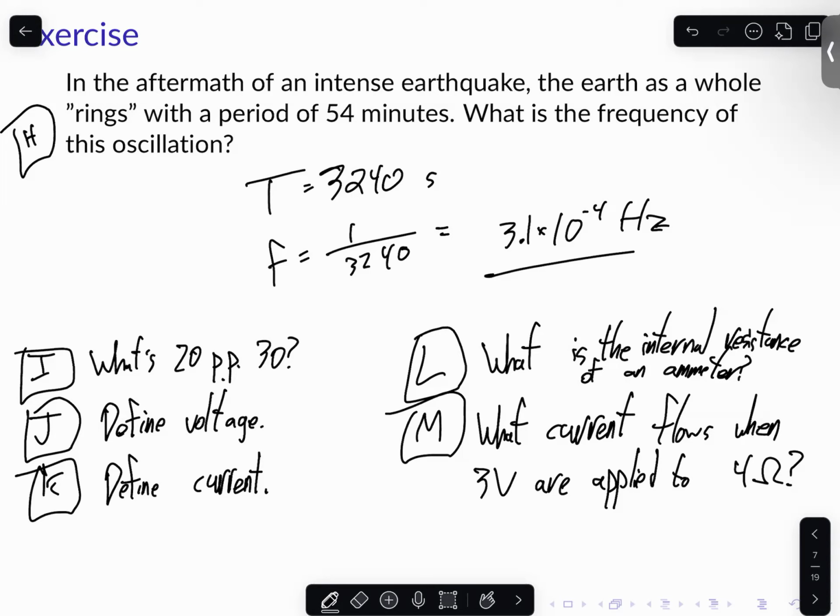Okay, so the correct answers are 12, energy per charge, charge per time. V equals IR permutations will get minus several thousand points for J and K. Watch out, if you're still writing V equals IR for these, after I believe 10 times, go out and get a tattoo, please. Preferably somewhere you look at every day. Internal resistance of an ammeter is 0, and current flows: 3 volts, 4 ohms, 3/4 of an amp.